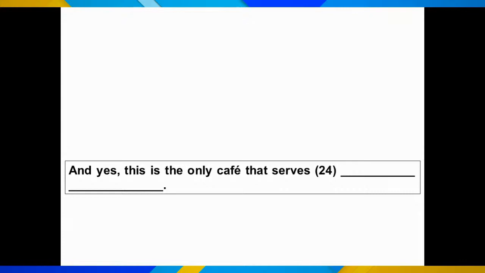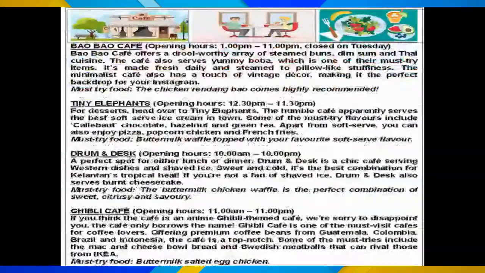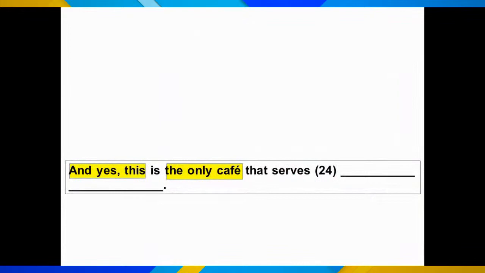Let's take a look at question number 24. And yes, this is the only cafe that serves. Remember, this is a continuation. So the keyword is and yes, this. Only cafe. So we are still referring to the same cafe. So we go back to drum and desk again.